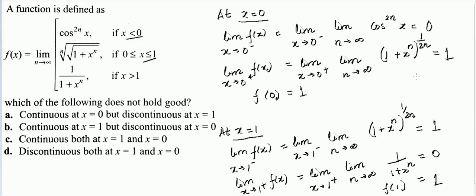So in this video we are going to discuss the continuity of this function. This is a JEE-level problem. As you can see here, the function itself has a limit in it, that is, the limit as n tends to infinity of these sub-functions. Now the function has critical points at 0 and 1 because the function changes its definition at these points. Now we need to establish the continuity of this function at 0 and 1.